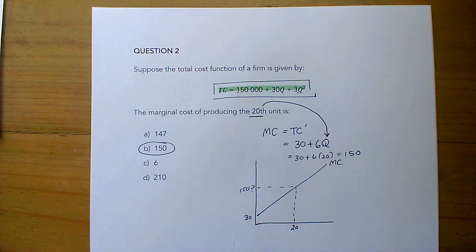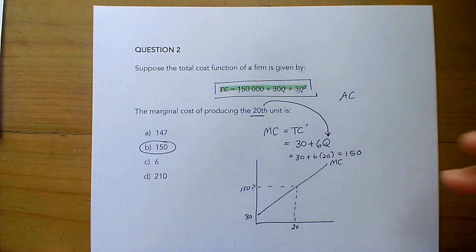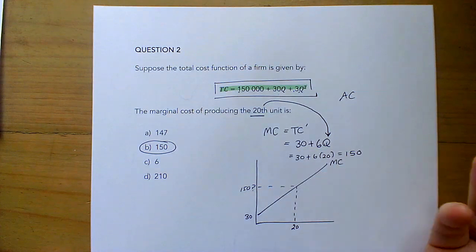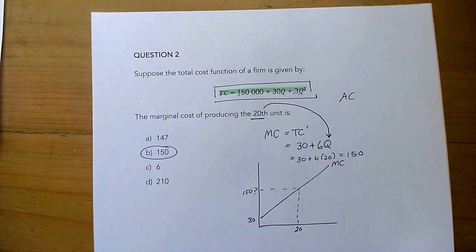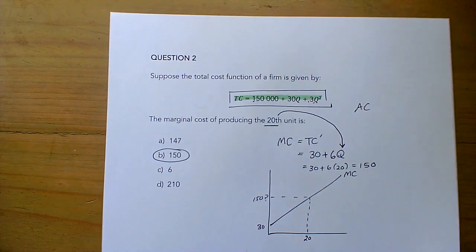The alternative thing that this question could have asked us for is the average cost. And so we would then divide this total cost function by Q and then sub in whichever unit the question would require the average cost for. So that's how we work with a cost function in order to find marginal cost, and how we could also use it to find average cost.